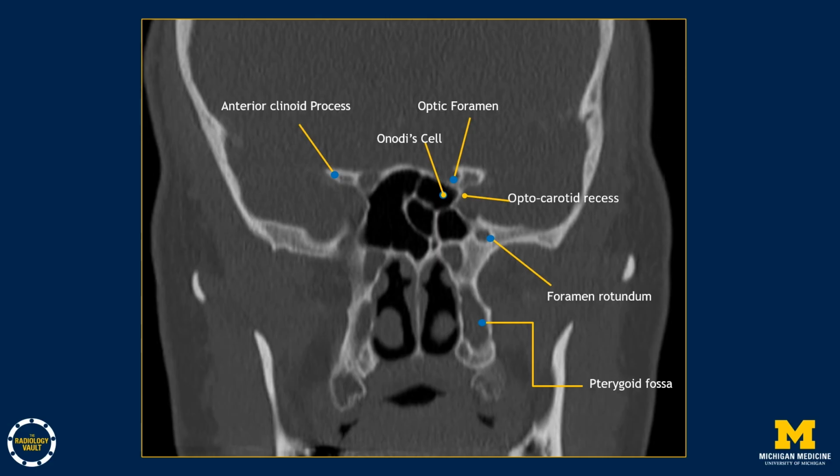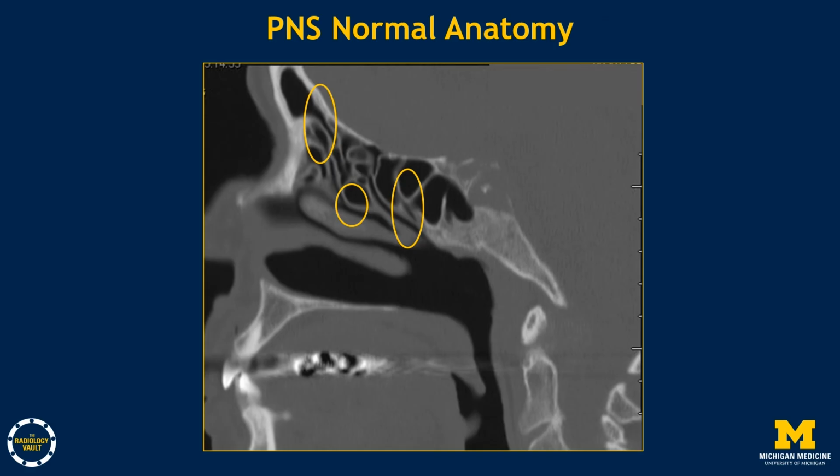The Onodi cells are believed to be the extension of the posteriormost ethmoid sinuses, which occupy the superior and lateral aspect of the sphenoid sinus, and can extend into the anterior clinoid processes. If infected, the endoscopist may be misled to believe that they are in the ethmoid sinus and may accidentally injure the optic nerves.